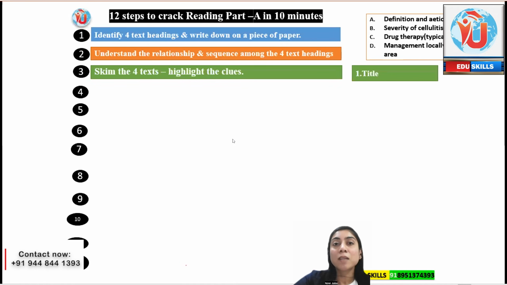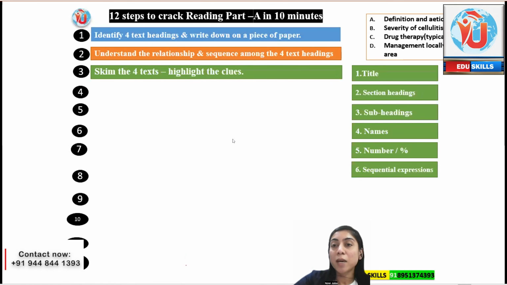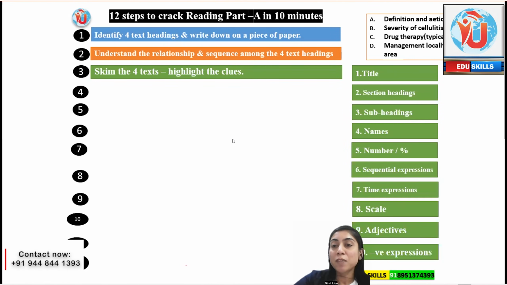Then skim the text and highlight the clues. So while you are doing the skimming and scanning, what are the important things, like title, section heading, subheading, name, number, percentage, sequential expressions, time expressions, scale, adjectives, negative expressions. Just underline these important things. So when you come back to the test with the answer, when you read the question and search the answer option, these highlighted words will help to find out the answer.